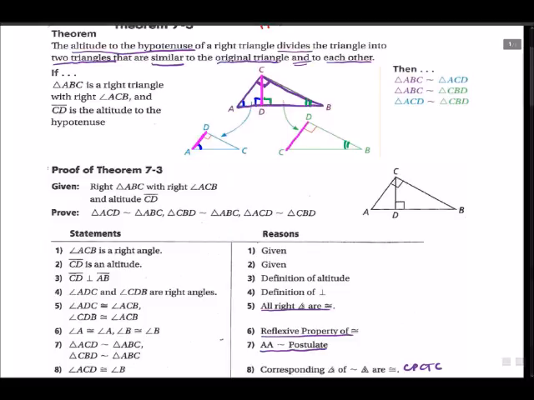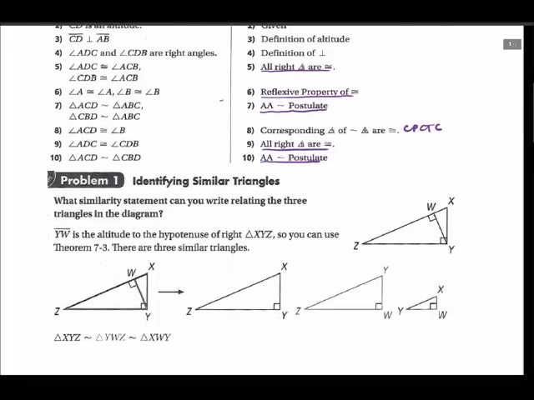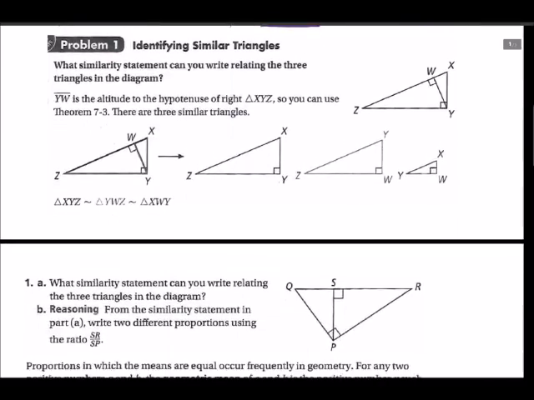I got the wrong one there. Sorry. CD. There we go. Right? Do you see how that is the altitude? So we have a shared side, and we can use our angle-angle postulate. So it makes all three of these triangles similar. Let's look at what we do with this.